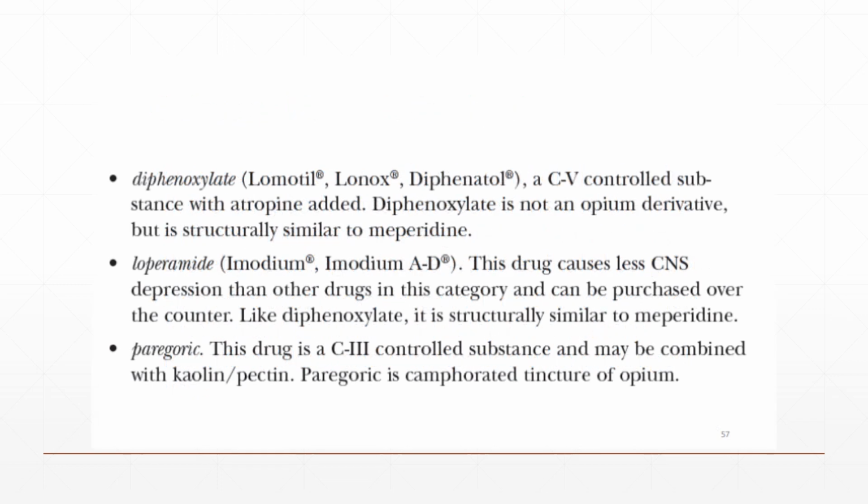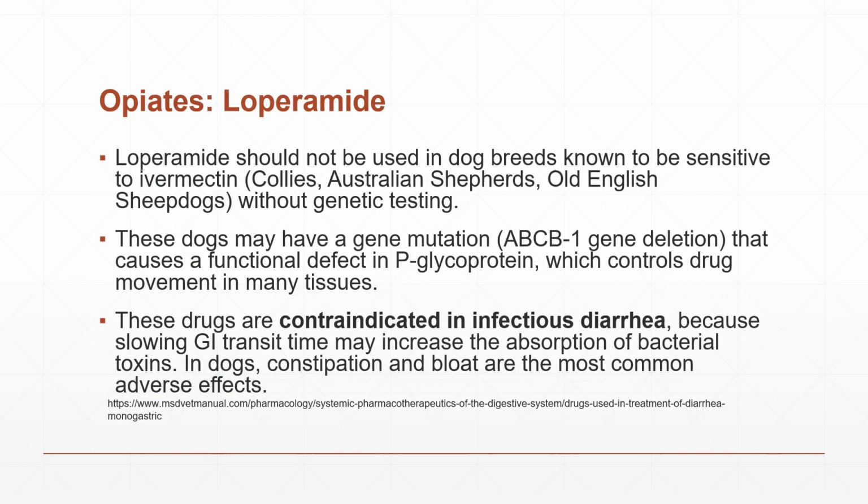These are the examples of the opiates or the narcotic analgesics. We have diphenoxylate, loperamide, and paregoric. Diphenoxylate is a C-V controlled substance, so it is usually added with atropine. We also have loperamide, which is an over-the-counter drug. And we also have paregoric, which is also a controlled substance, a C-III, that is usually combined with kaolin and pectin. One of the most commonly used opiate drugs as an antidiarrheal agent is loperamide.